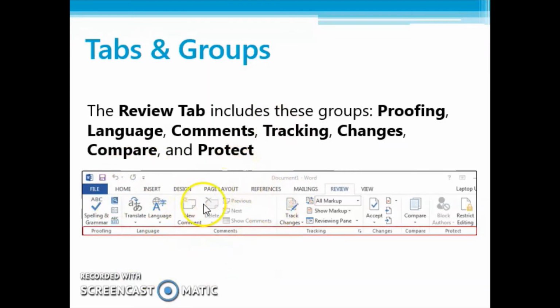Comments allows us to add or view comments to the document. And then tracking allows us to keep track of changes made to the document and select how changes are displayed. Changes allows us to accept or reject proposed changes to the document. Compare allows us to compare two versions of the document or view comments from multiple editors in one document. And protect allows us to restrict editing or block authors from editing our document.